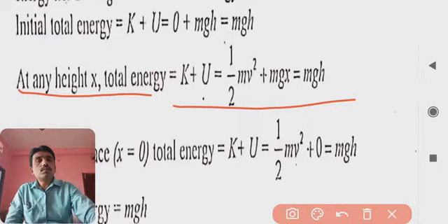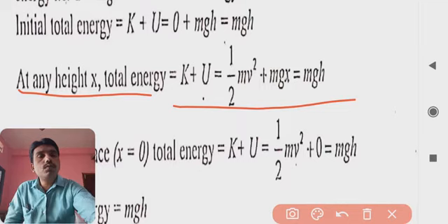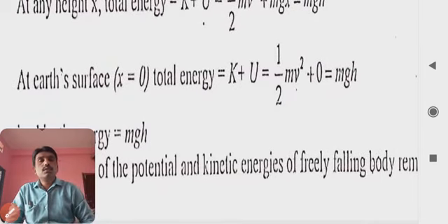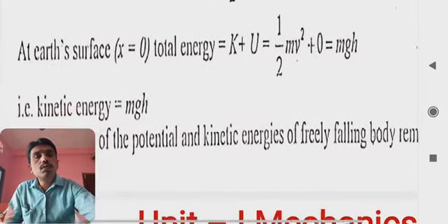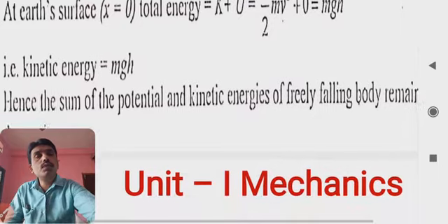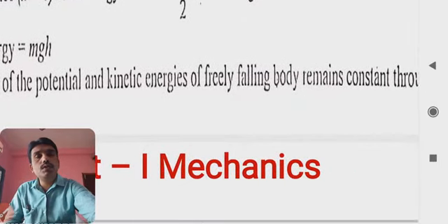So this is the new relationship we found. Exactly at the earth surface, x becomes 0, so in that case the total energy at the surface, K plus U, is equal to half mv square plus 0, which is equal to mgh. So we can write that mgh is equal to half mv square. What it gives me is that the kinetic energy is equal to mgh. And what is mgh? It is the potential energy at the surface, and hence the sum of the potential and the kinetic energy of freely falling bodies remains constant.